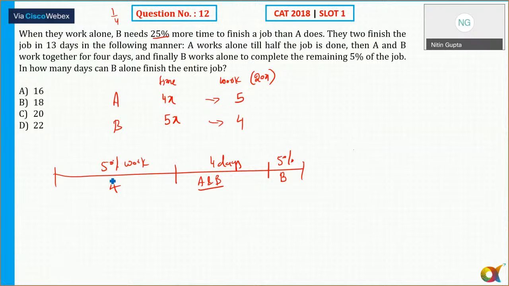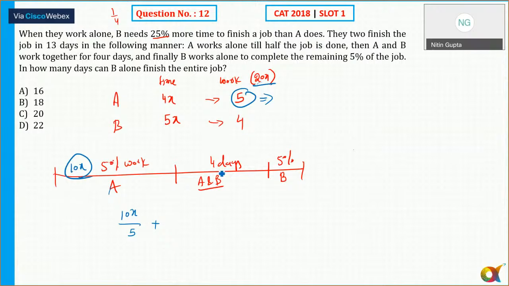So 50% work, total work is equal to 20x. So 50% work means that is 10x. And A is doing it. So what is the time taken by A? The time taken by A to complete 10x units of work is 10x by 5. Why? Because A can do 5 units per day. So for 10x work, 50%, he will take 10x by 5.